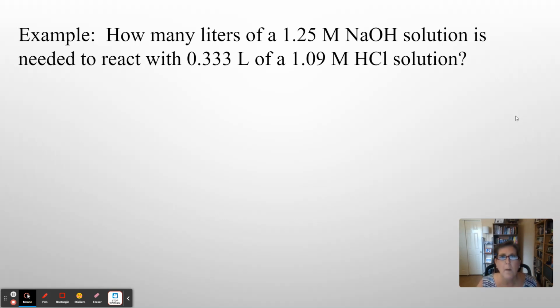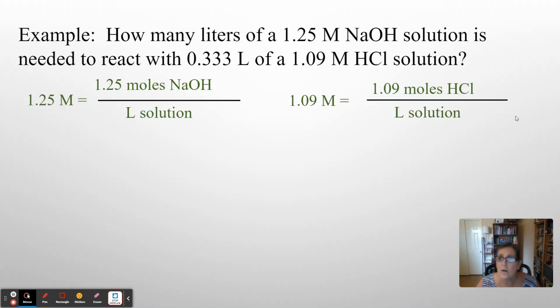Now, I do want to remind you, molarities are conversion factors. The 1.25 molar is 1.25 moles per liter, and the 1.09 molar is 1.09 moles per liter. Those are conversion factors. We don't start or end with them. We use them as a conversion. We're going from liters to moles to moles to liters. We have to start with liters.